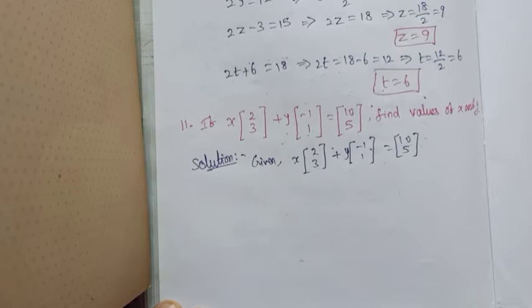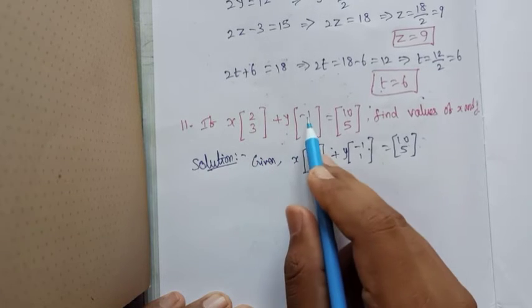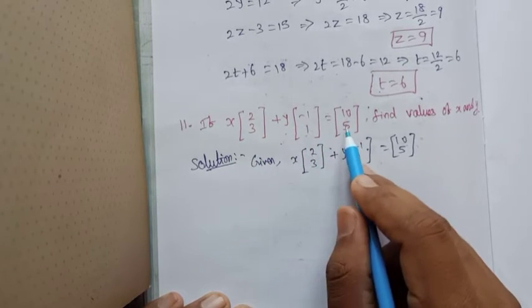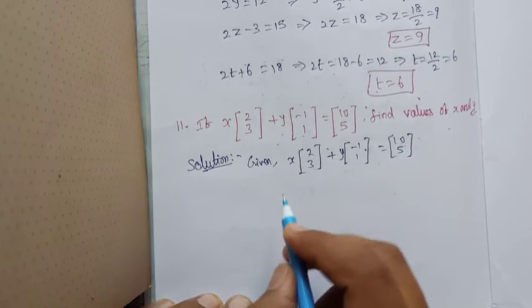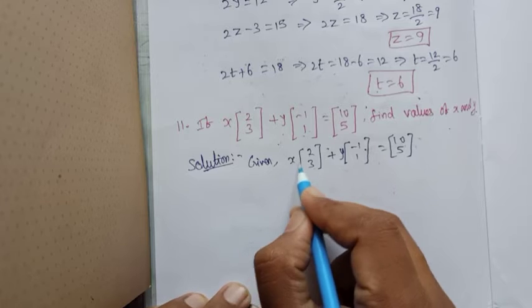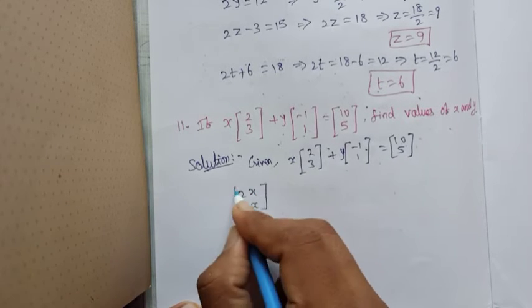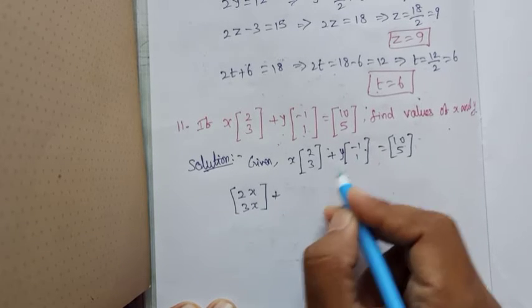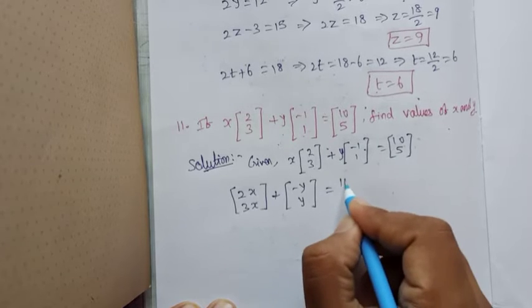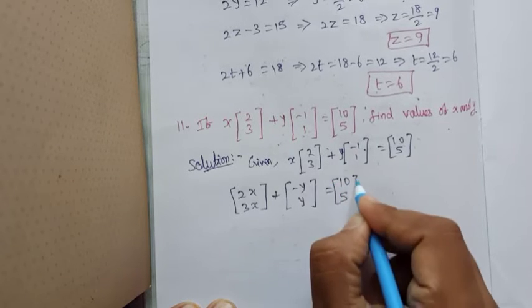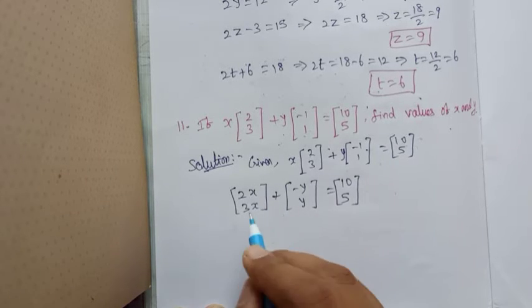Question number 11. If x into [2, 3] plus y into [-1, 1] equal to [10, 5], find the values of x and y. So I have written the given matrices and multiply inside. In the x value, we get 2x and 3x, plus multiply y inside, we get minus y and y, which is equal to 10 and 5. Okay, we add the matrices and both are the same order, so there is no problem.